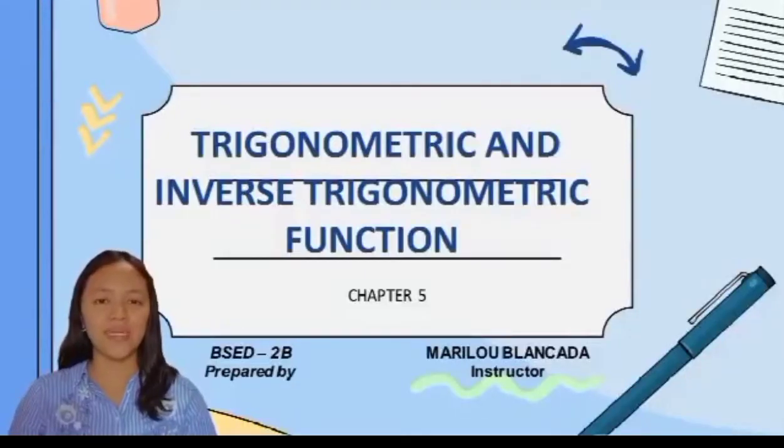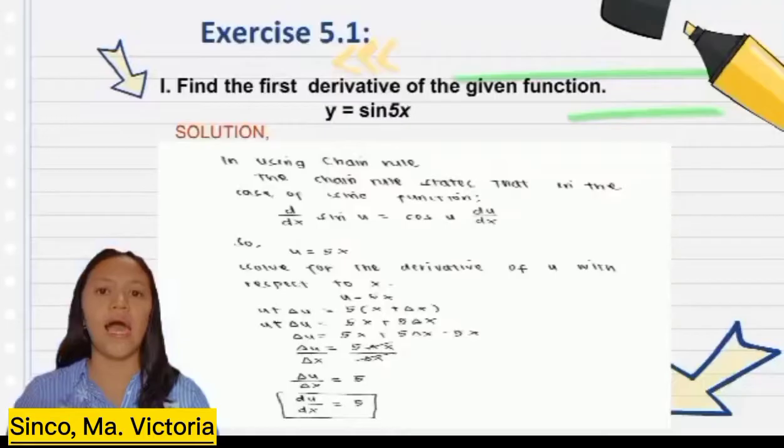Good day everyone. Our topic for today is about trigonometric and inverse trigonometric functions. Exercise 5.1, Roman numeral 1. Find the first derivative of the given function y is equal to sine 5x.